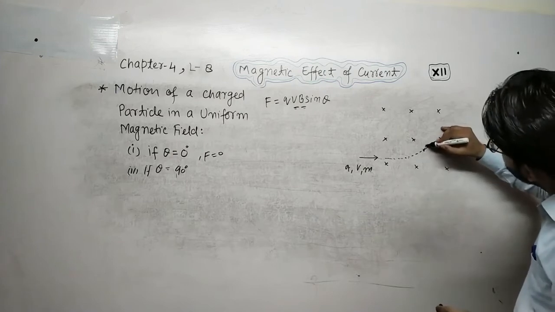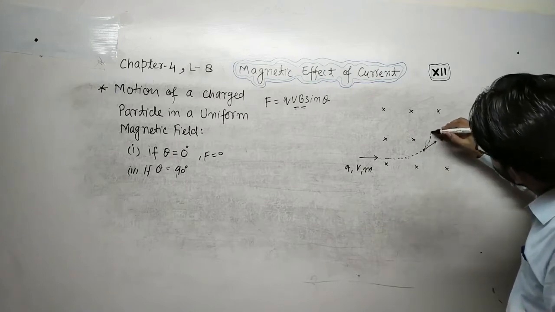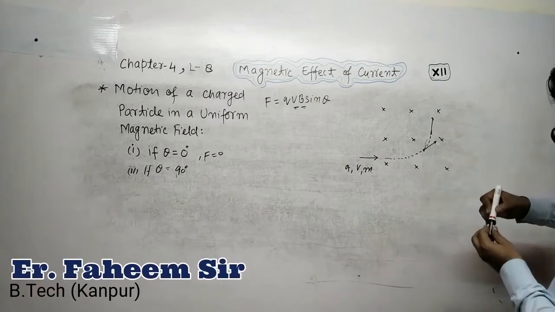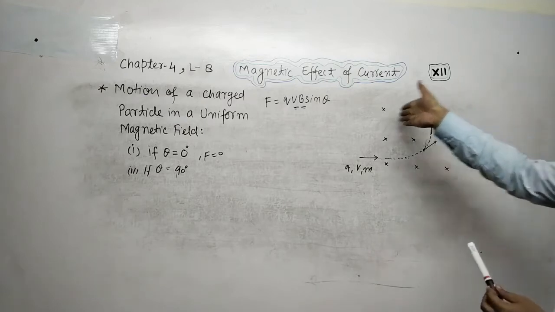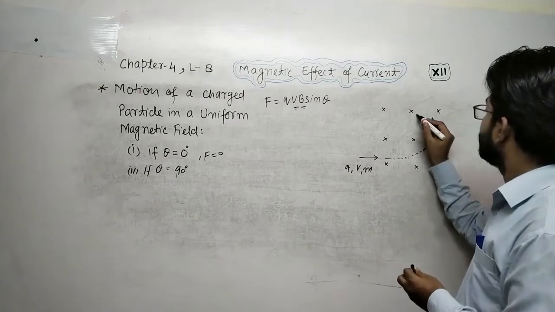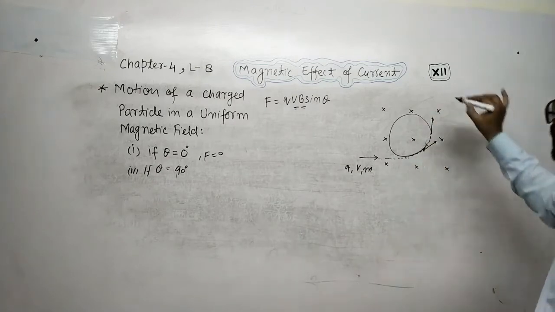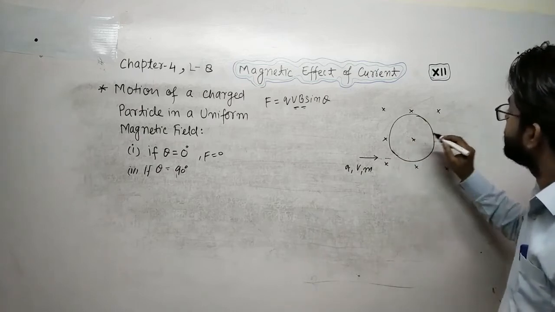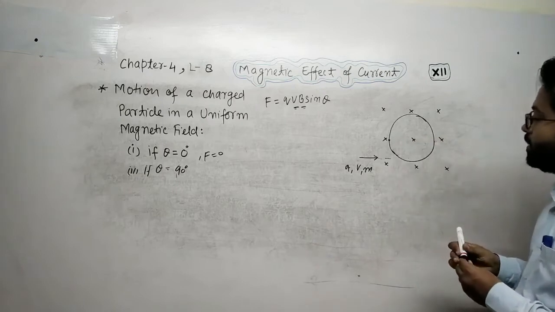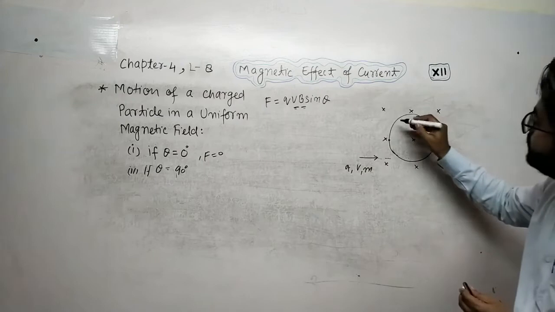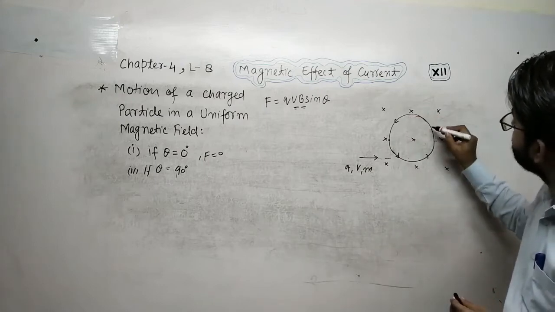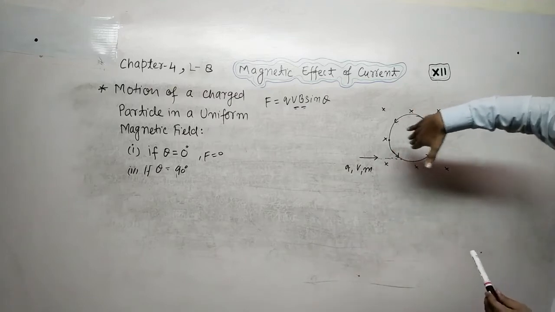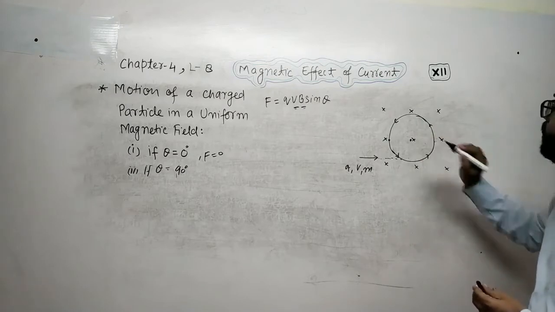That means the charge will continue its motion like that. At that point, the velocity will be upside, magnetic field inside, the force will be toward the center. It will rotate like that, means it will make a complete circle. At that point velocity is downward, magnetic field inside, force will be toward the center.